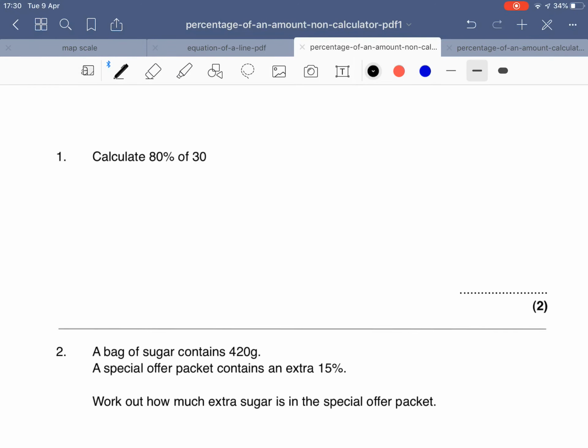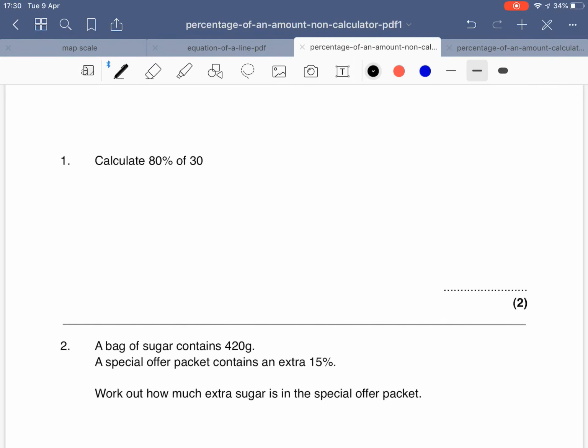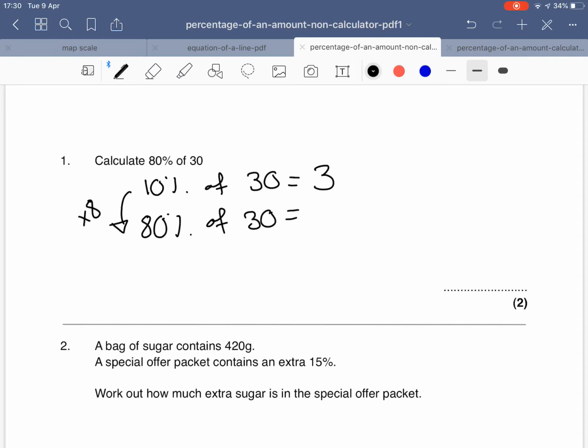First one, 80% of 30. So if I know I can find 10%, so if I know 10% of 30, I just divide that by 10, so I know the 10% is 3. And then to get 80%, I just need to times that by the 8, because 10 times 8 is 80%. So we just need to do the 3 times the 8, which is 24. So our answer, 80% of 30, is 24.